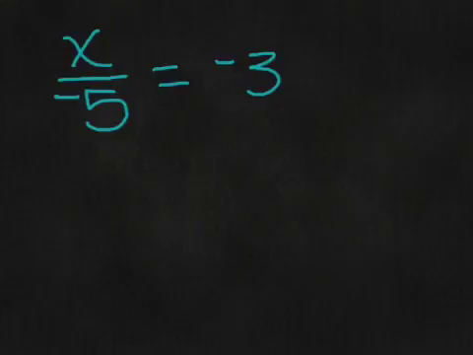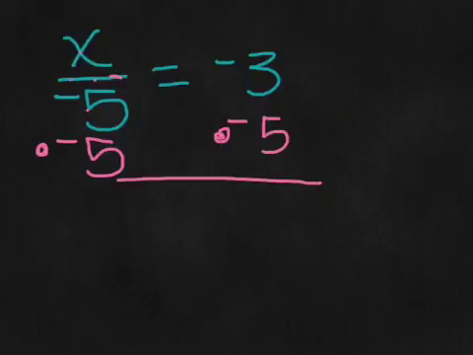So what's my variable? It's x. What's there with it on the same side of the equation? Divided by negative 5. How do I undo divided by negative 5? Well, I multiply by negative 5. What I do to one side of the equation, I must do to the other.